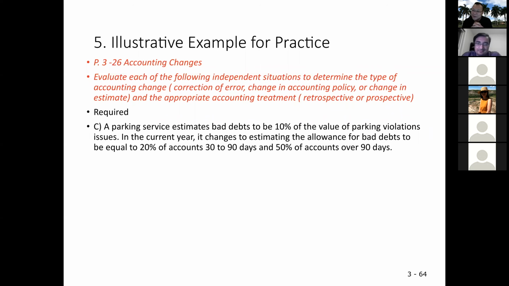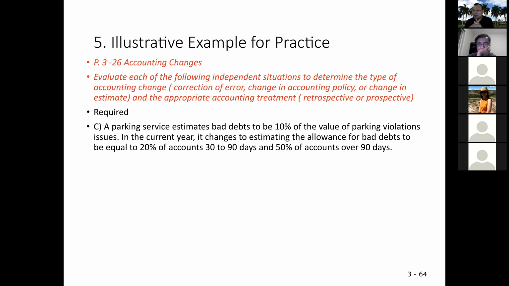Sorry, so for the previous example, where it is both a change in policy and a change in estimate, do you have to go both ways, retrospective and prospective? Yeah, I think it's just easier if you go for the prospective, right? You don't have too much work. Just consider that as a change in estimate. Oh, okay, so you just need to pick one, right? Yeah. Okay. How are we doing with time? Okay, we still have 6 more minutes.